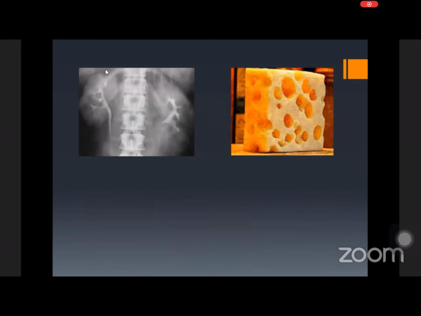Here we see bilateral enlarged kidneys and multiple well-defined radiolucent filling defects, which are nothing but multiple cysts. This appearance is similar to the Swiss cheese nephrogram, which is classically described in autosomal dominant polycystic kidney disease.